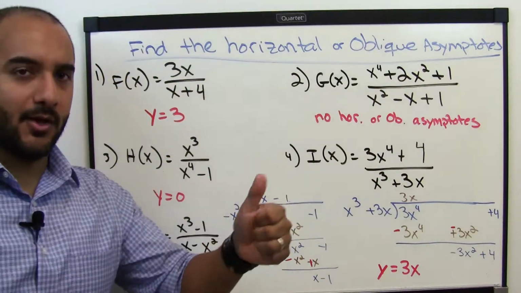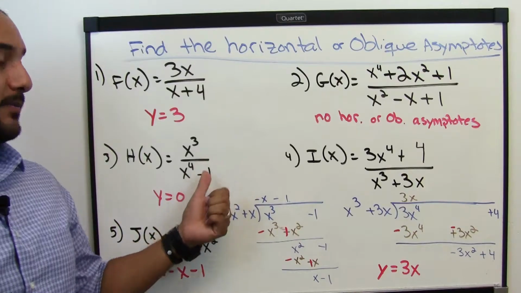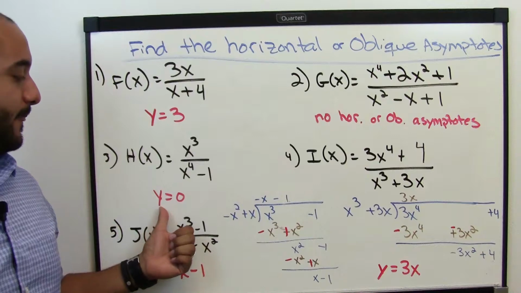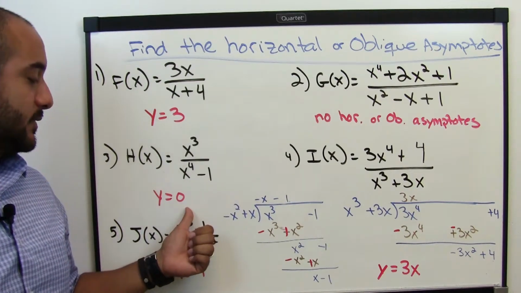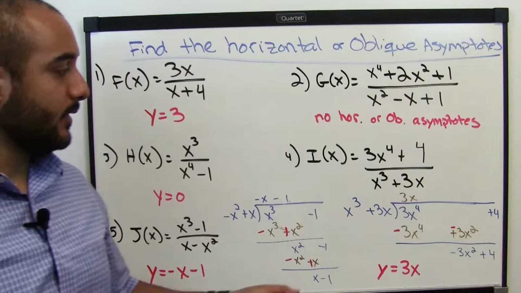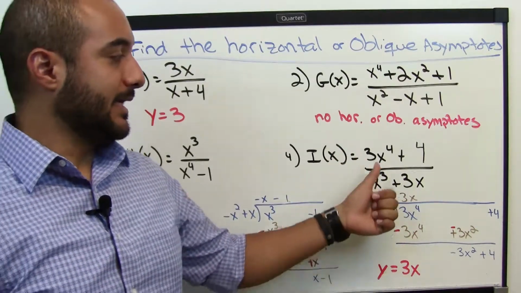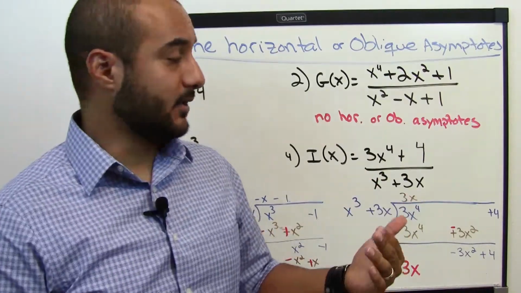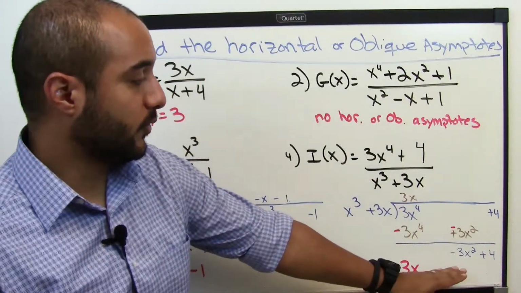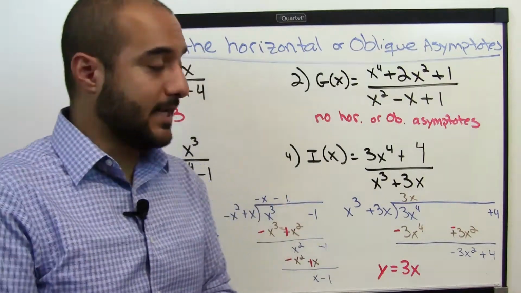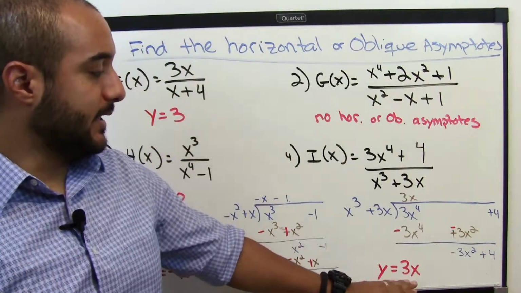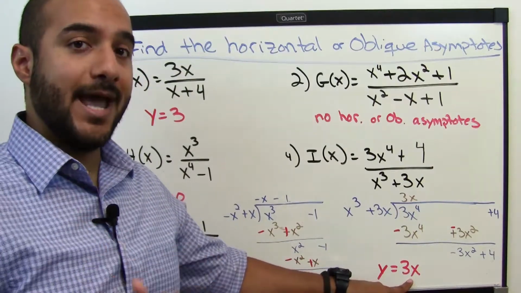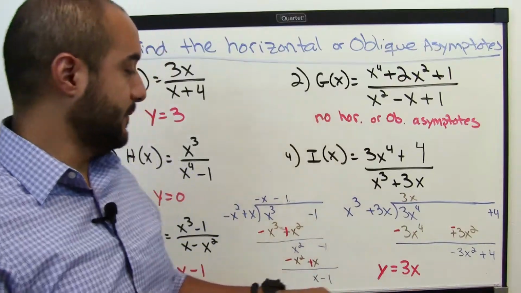Number 3, also a good one to have because it's a proper rational function, so there my horizontal asymptote is always at y equals 0. Number 4, though, here it is improper, but it's only higher by 1 degree, so I have to use my long division. So here's my work for the long division. Hopefully it looks the same as yours, and I end up getting that my oblique asymptote in this case is just 3x. So y equals 3x is my answer here.